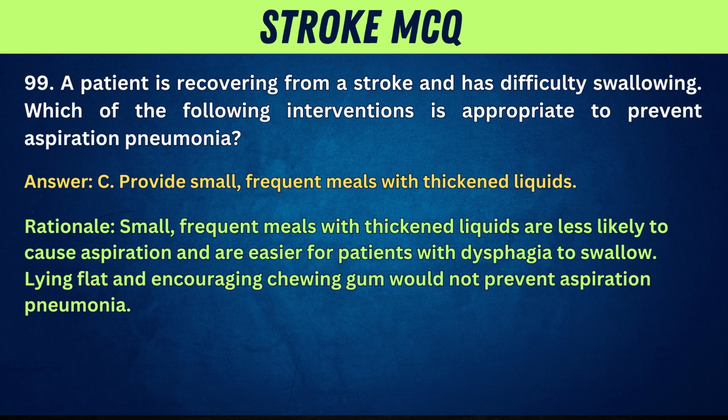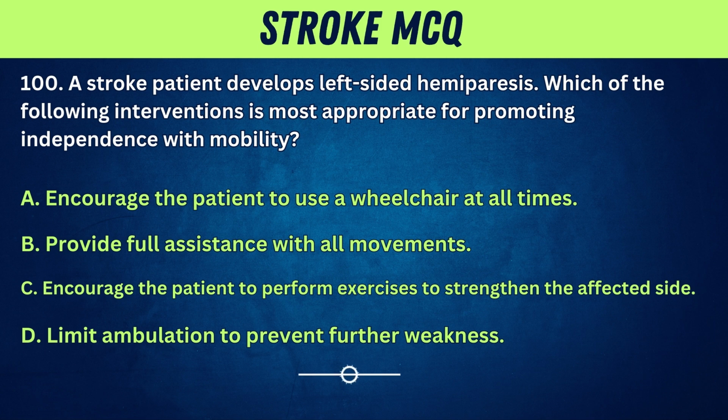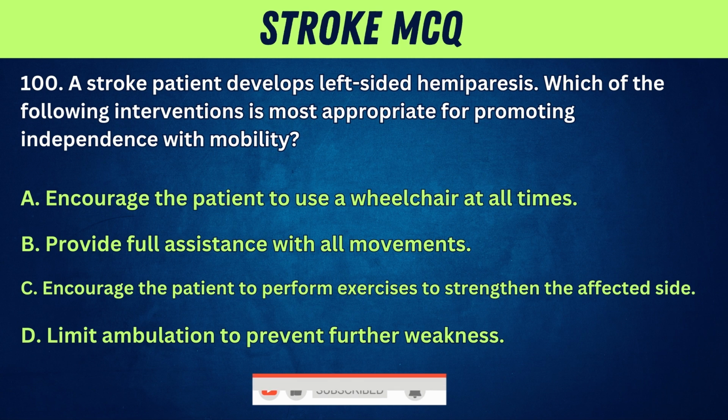Rationale. Small, frequent meals with thickened liquids are less likely to cause aspiration and are easier for patients with dysphagia to swallow. Lying flat and encouraging chewing gum would not prevent aspiration pneumonia. 100. A stroke patient develops left-sided hemiparesis. Which of the following interventions is most appropriate for promoting independence with mobility?